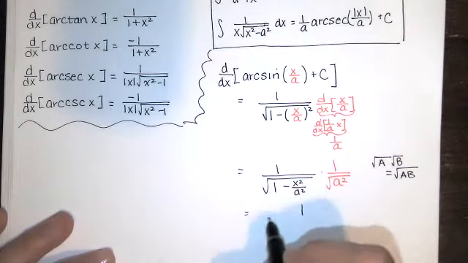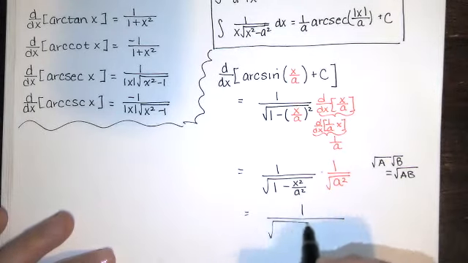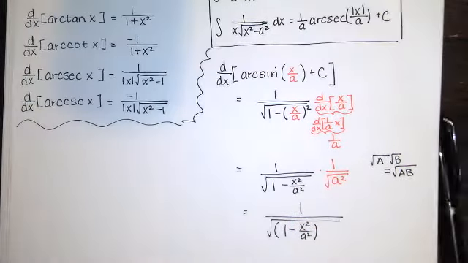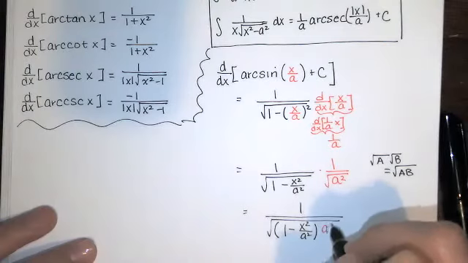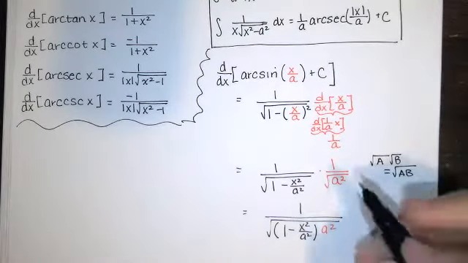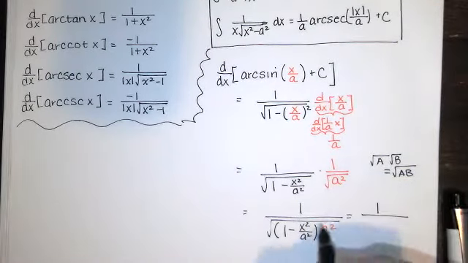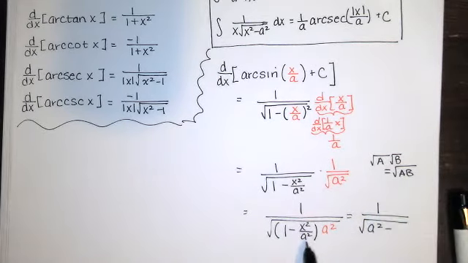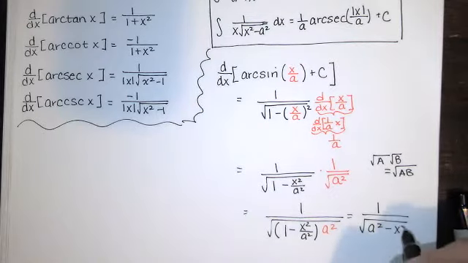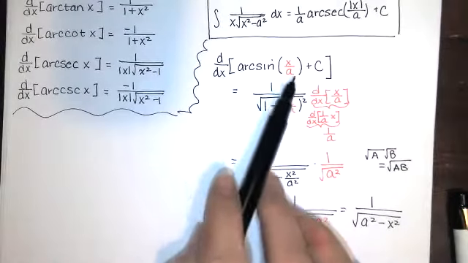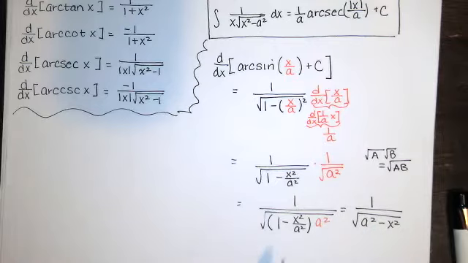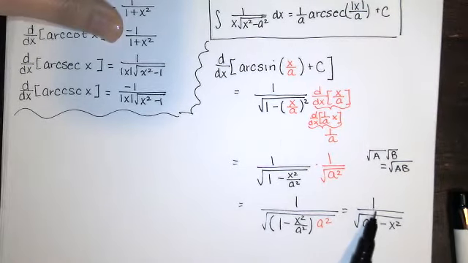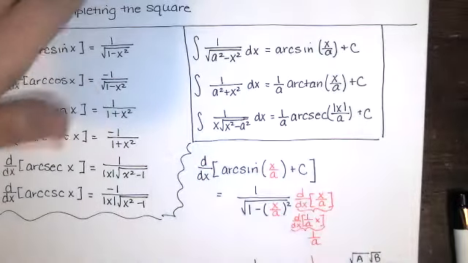And if I distribute that a squared through here, everything gets multiplied by a squared. This is what we get. A squared times 1 is a squared. X squared over a squared times a squared is x squared. So the derivative of arc sine of x over a is this. So the antiderivative of this should be arc sine of x over a plus c. And that's exactly what that rule says.